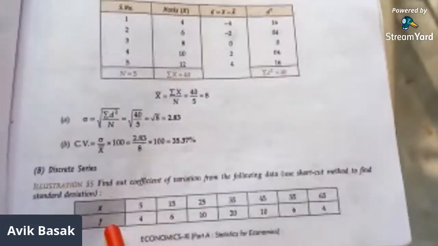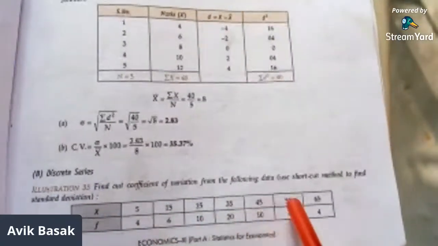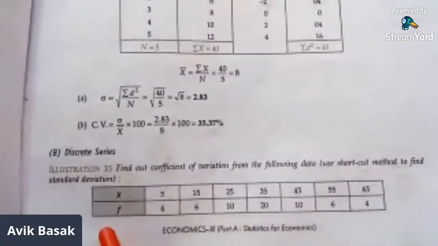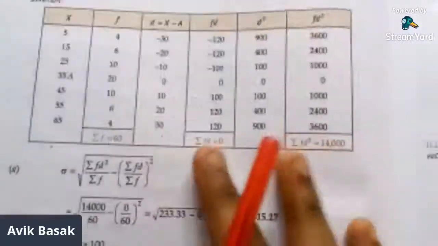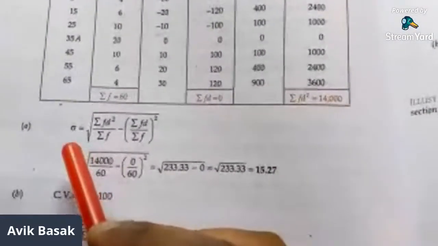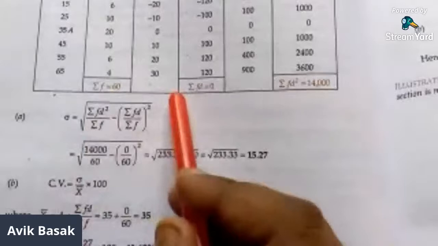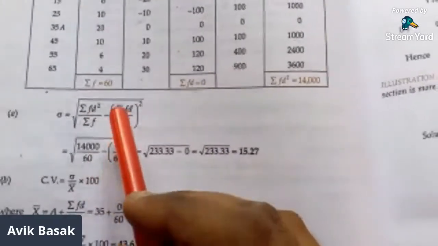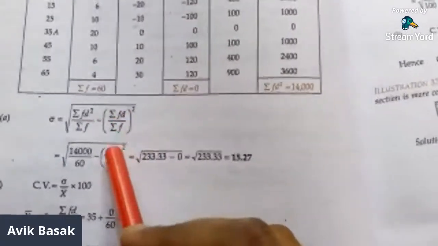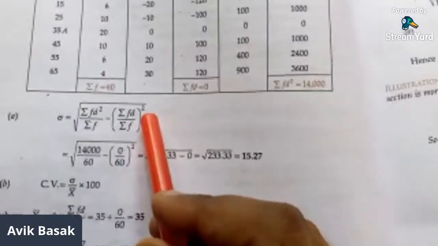Now we come to discrete series. Here a sum is given, where x is 5, 15, 25, 35, 45, 55, 65, and f is 4, 6, 10, 20, 10, 6, 4. Under discrete series, the formula of SD is root over summation fd square by summation f minus summation fd by summation f, whole square.